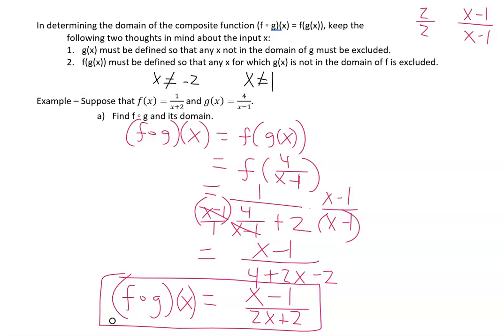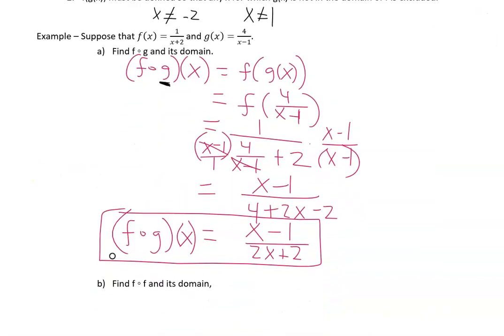So I know that there are two things I have to look for. The first one is that I have to exclude anything that's not in the domain of my input function. So in this case, my input function is g because the input is always listed second. And what's not in the domain of g? 1. So I know that my domain for the composite function cannot include 1. That's step 1.